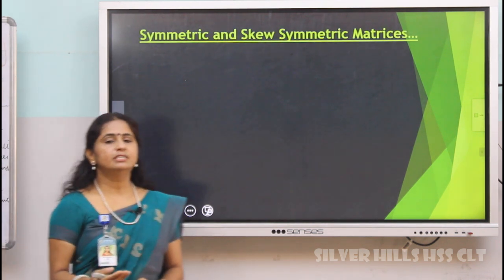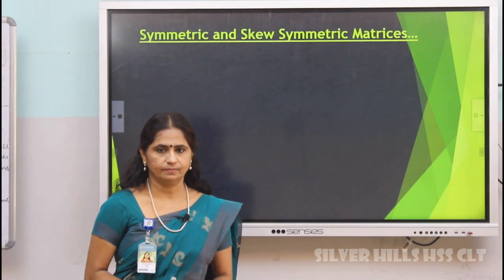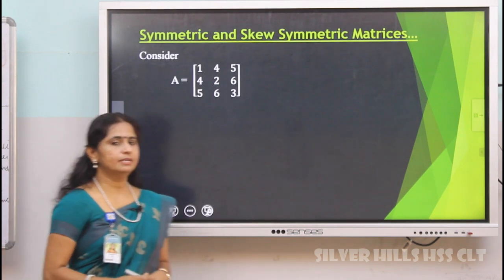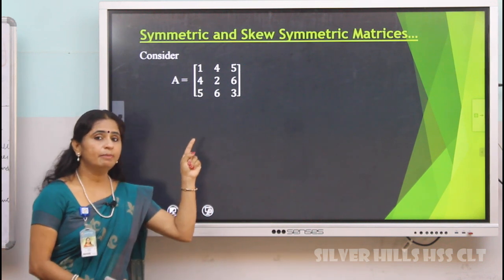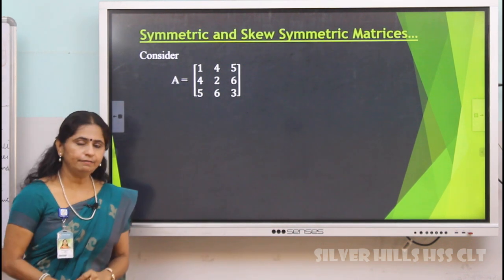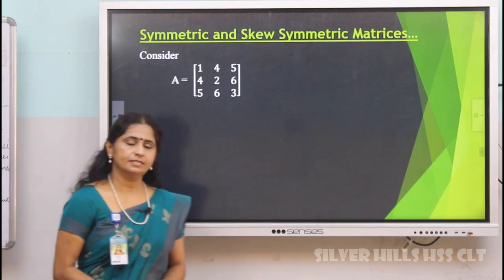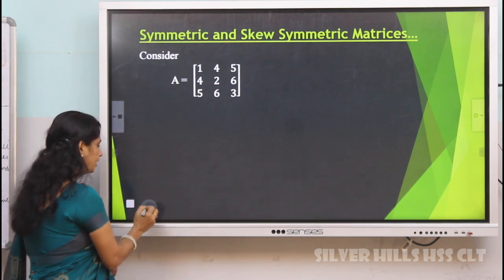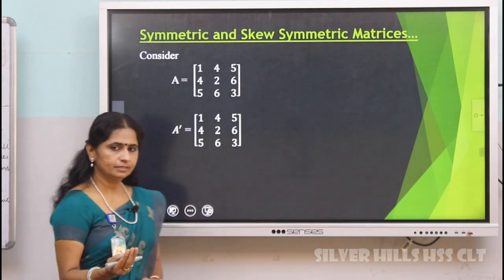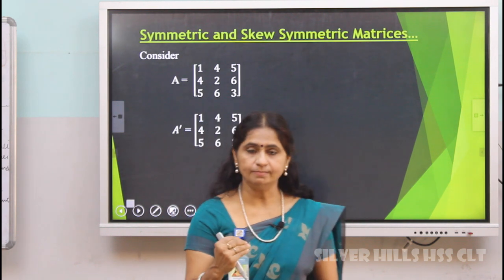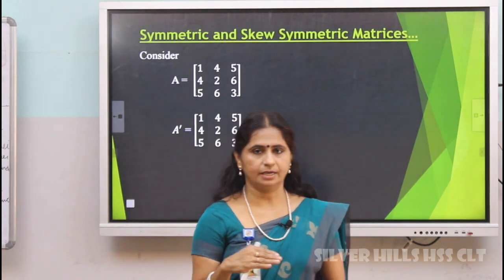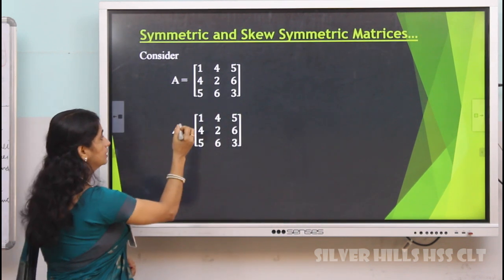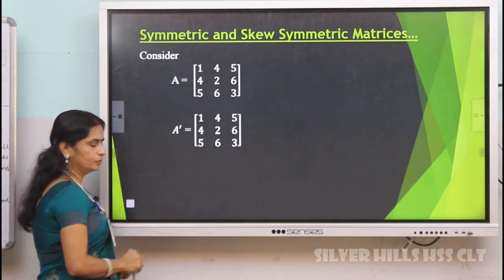Next, we'll talk about symmetric and skew symmetric matrices. Consider the matrix A, a 3 by 3 matrix: first row 1, 4, 5, second row 4, 2, 6, third row 5, 6, 3. When I find A transpose, you know that the first row becomes first column, second row becomes second column, third row becomes third column. So we get A is equal to A transpose.